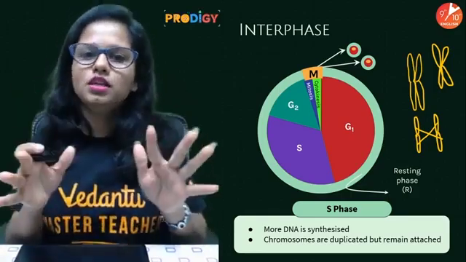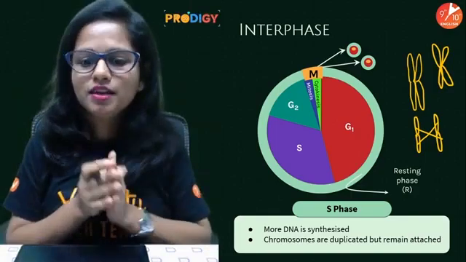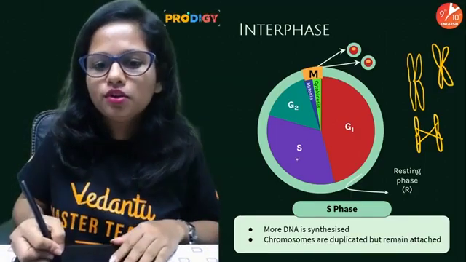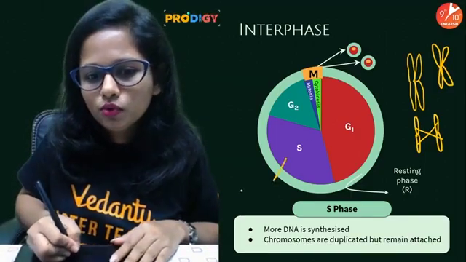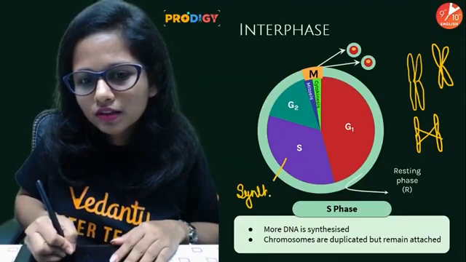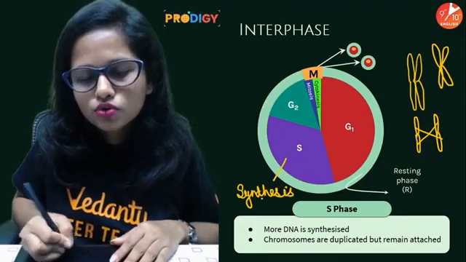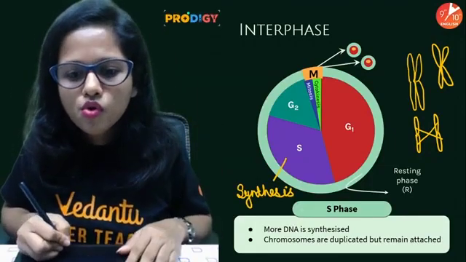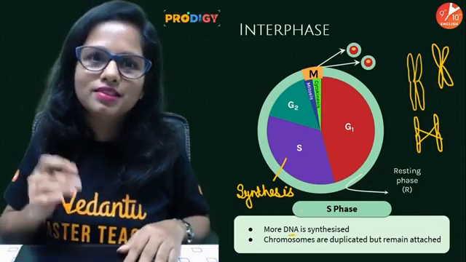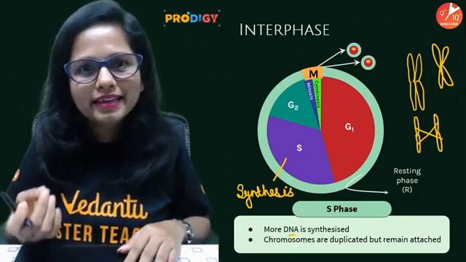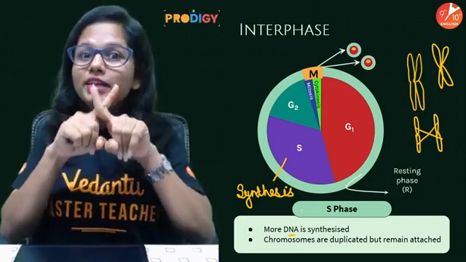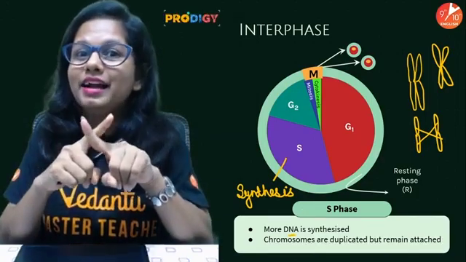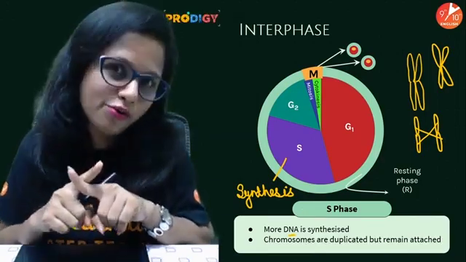Okay, so see what is happening in the S phase. S phase stands for the synthesis phase. I told you, synthesis phase. So in the synthesis phase, more of the DNA will be synthesized. Okay. Secondly, chromosomes will be duplicated, which will still remain attached to each other with the help of centromere.